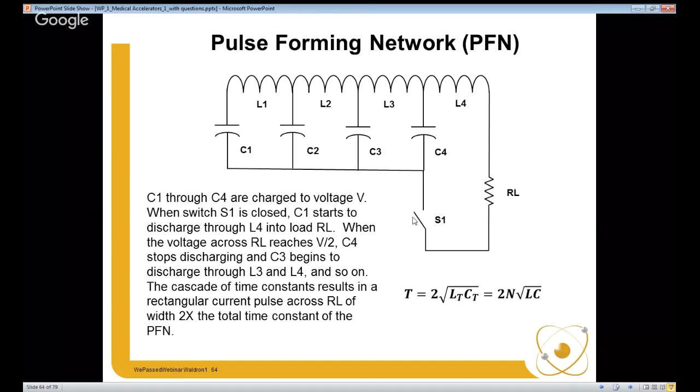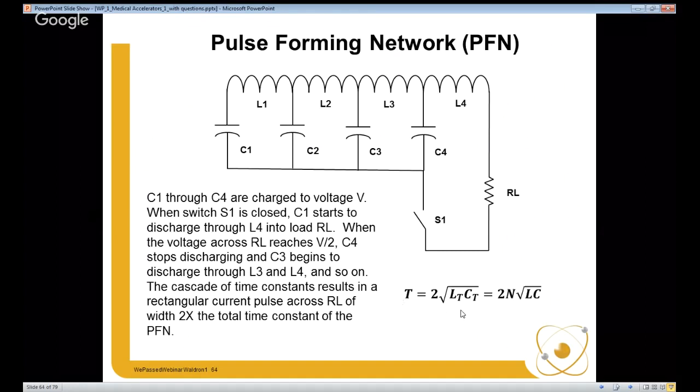And then when we close switch S1, C4 discharges through L4, then C3 discharges through L3 and L4, then C2 discharges. And the reason they do it sequentially is because until the voltage across this one drops, this one does not see any change in voltage, because inductors tend to resist current flow. So until this one has really begun to discharge, this one does not start. So in effect, we get a sequential discharge effect.